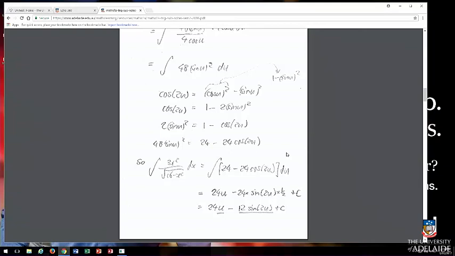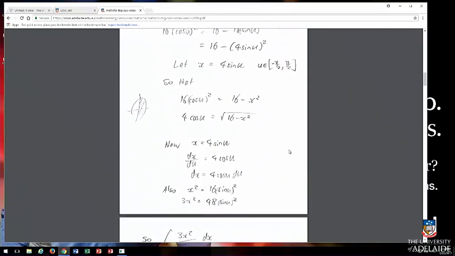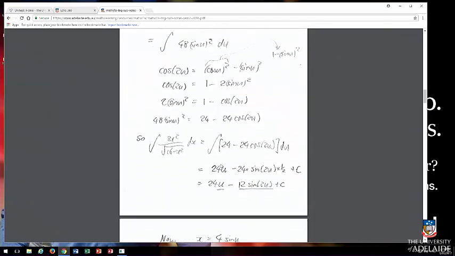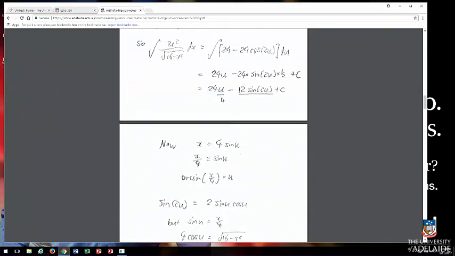But then the problem is, all right, I've got a u and a sine 2u. How am I going to sub the x's back in? Because my original substitution tells me what sine u is, not what sine 2u is. So I have a new problem. I can deal with the u, because x was 4 sine u, so I can rearrange that to figure out what u is. That's good.